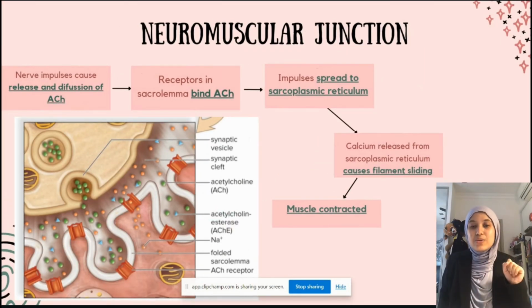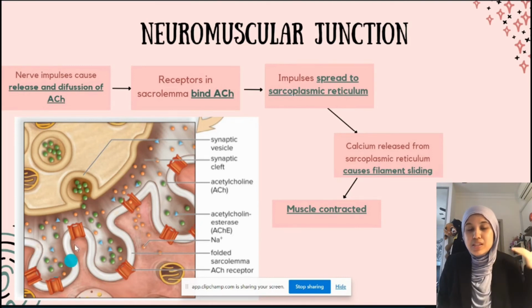Now, let's look into how nerve impulses are transmitted from our nerve fibers to our muscles. First of all, nerve impulses travel down our nerve fibers and reach the axon terminal. Once it reaches the axon terminal, it stimulates the synaptic vesicles to release acetylcholine into the synaptic cleft. The acetylcholine then diffuses quickly and binds the receptors of the sarcolemma.